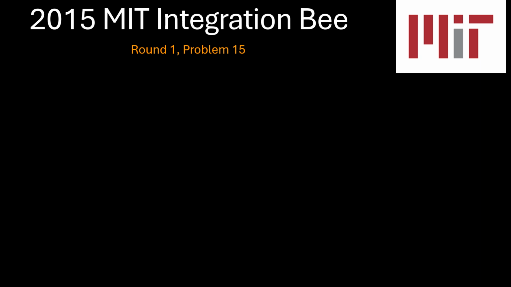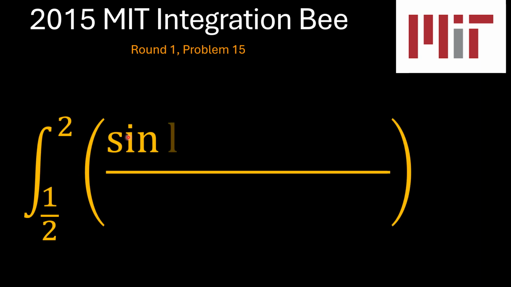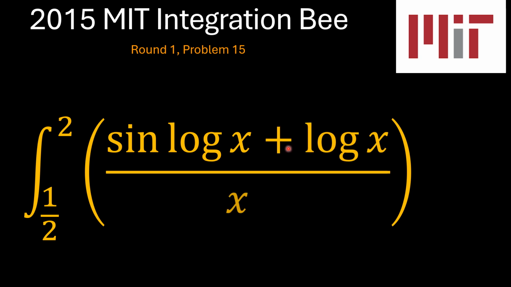Now, problem number 15 of round 1 of 2015 MIT Integration Bee. The definite integral from x equals 1/2 to x equals 2 of (sine of the natural logarithm of x plus the natural logarithm of x over x to the power 3) all to the power 1 over 3. So this is certainly a very tricky problem, but all the same easy if you know what needs to be done. So let's go ahead and see how we maybe would solve it.